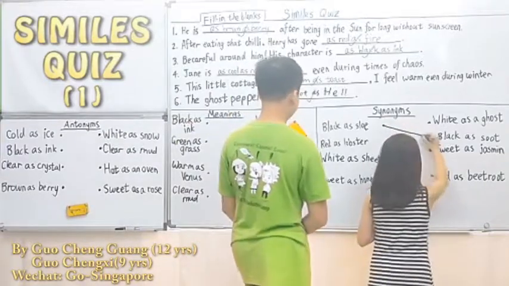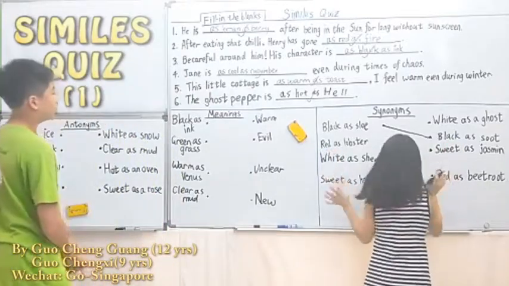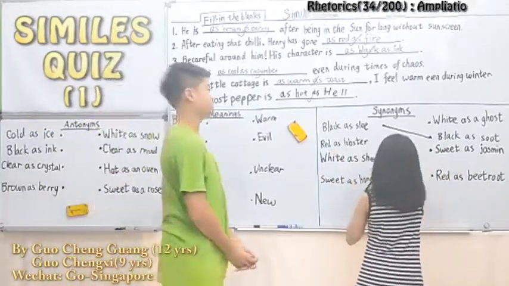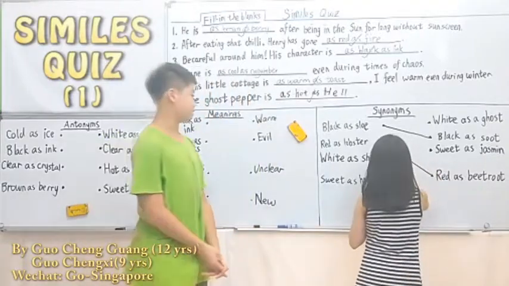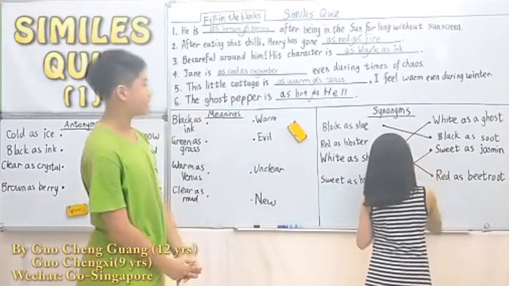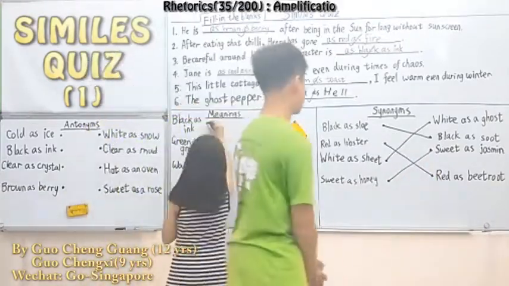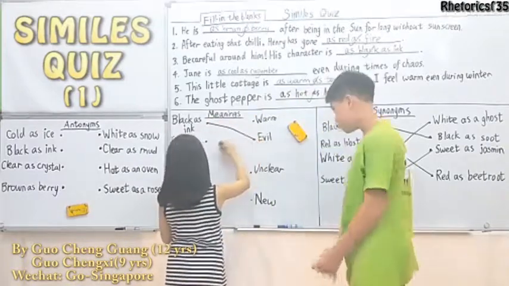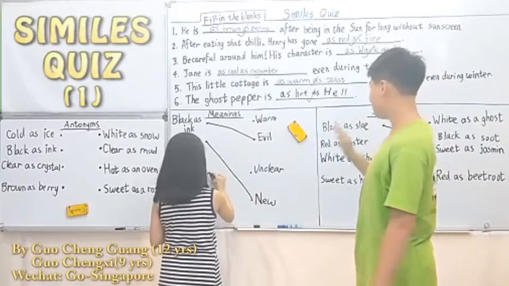Synonyms. So you find the corresponding synonym, right? Let's look at the front one. This one looks a little bit simpler, right? As black as soot. Red as lobster, red as beetroot, white as sheet, white as ghost. Sweet as honey and sweet as jasmine. So this would be simpler. Next part is for the meanings.